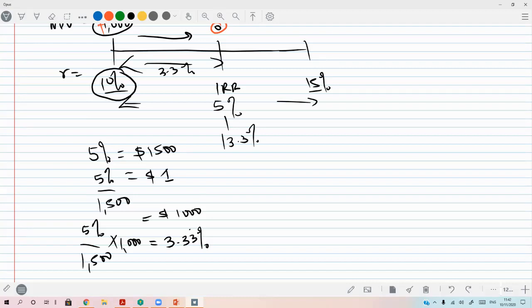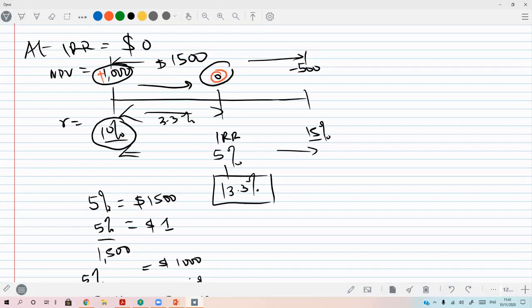Which means therefore, if you discount the cash flows of this investment at 13.3%, then you end up getting an NPV equal to zero. If we discount the same cash flows of the project at a rate of 13.3%, then we get an NPV equal to zero. But the return from the investment, if it is at 13.3%, then you end up with a case of having a zero NPV.